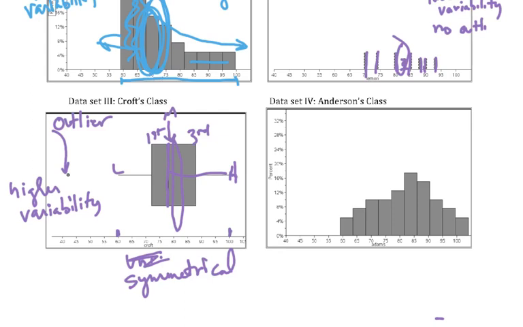Okay. Anderson's class here, we've got a high variability as well. It goes from 60 to 100. Now notice this shape is more of that curve, so this would be more symmetric. I don't see any real big outliers.